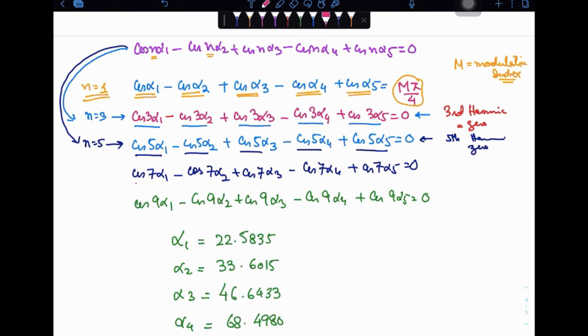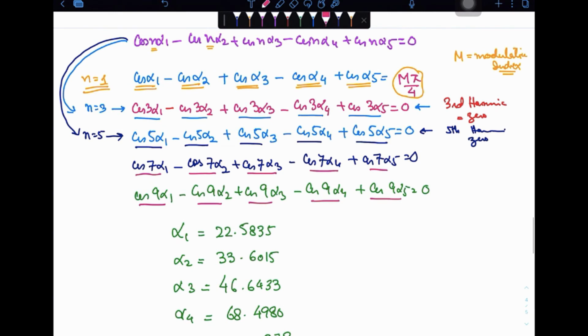Similarly, for the seventh harmonic, we can write down this equation and set it equal to 0. And for the ninth harmonic, we will set up this equation. Now if we work out these angles, alpha 1, alpha 2, alpha 3, alpha 4 and alpha 5, then from the spectrum, our third, fifth, seventh and ninth harmonics will be gone. They will no more be present. They will be cancelled because we have set them equal to 0.